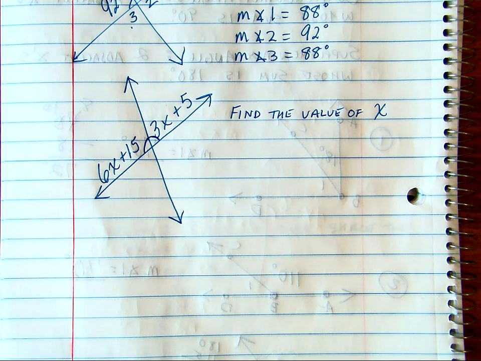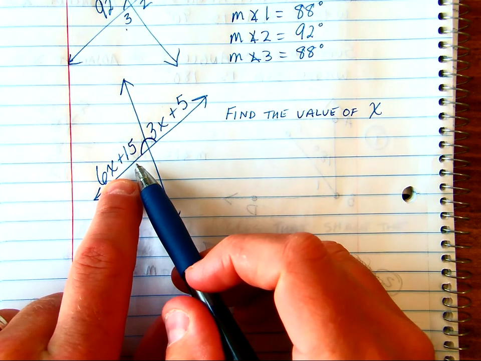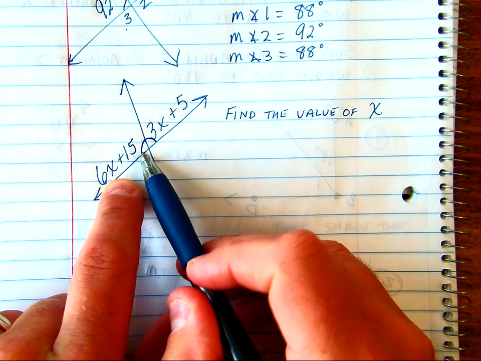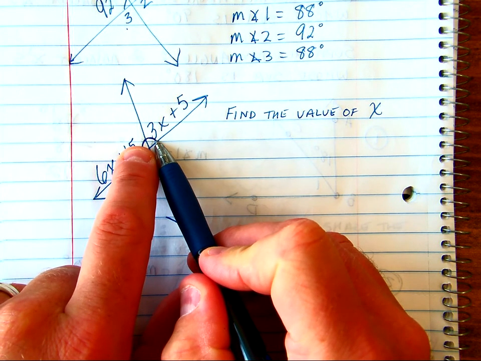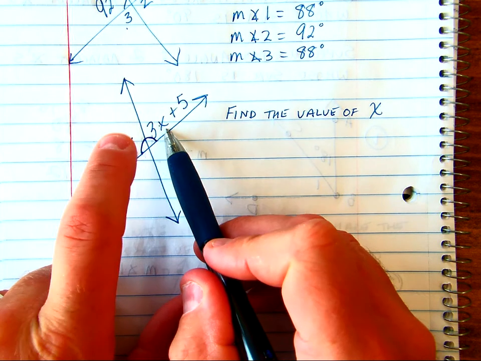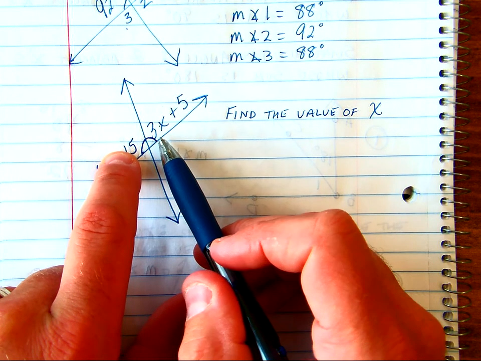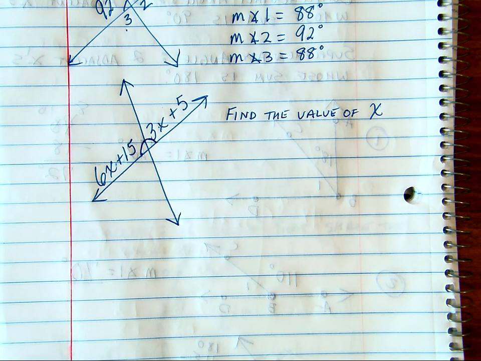The reason why I'm asking you this is because of this problem. This is an obtuse angle. It's bigger than 90. This is an acute angle. It's smaller than 90. With that being said, these two expressions can never be equal to each other, because there is no number bigger and smaller than 90.